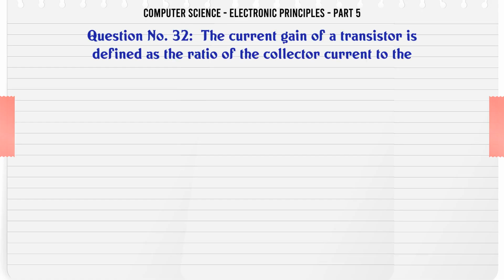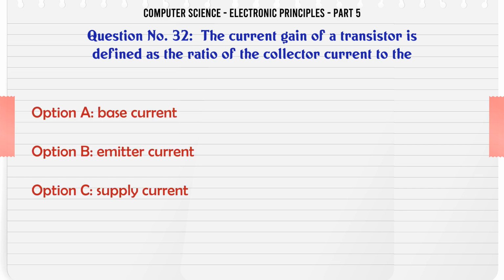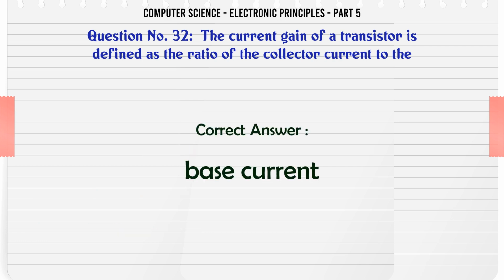The current gain of a transistor is defined as the ratio of the collector current to the A. Base current. B. Emitter current. C. Supply current. D. Collector current. The correct answer is base current.